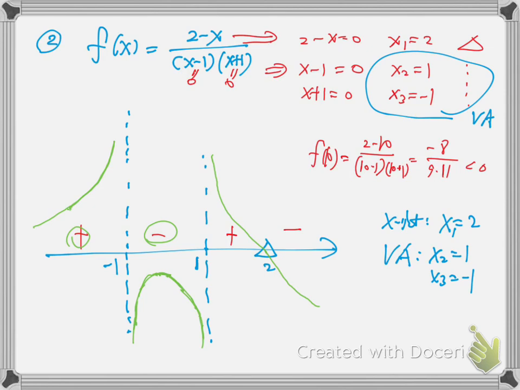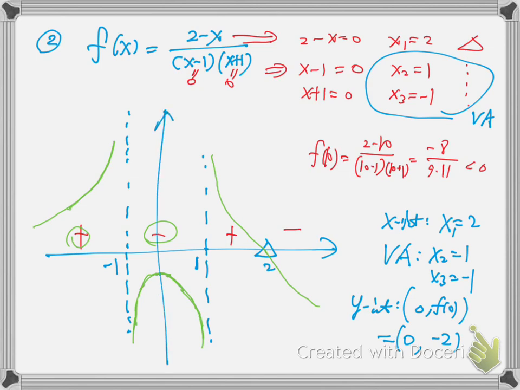So what's the y-intercept? The y-intercept is always f of 0, right? So you plug in 0, you got 2 minus 0, which is 2, and then 0 minus 1, negative 1, and 0 plus 1, 1. So it's 2 divided by 1 times negative 1, so it is negative 2. That's the y-intercept. So on the y-axis here we got this point, negative 2.